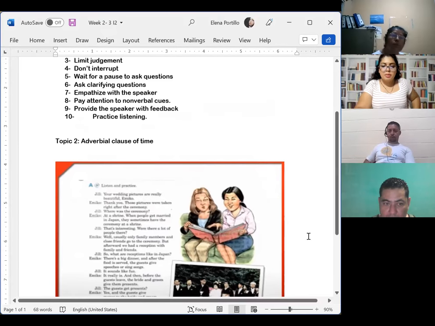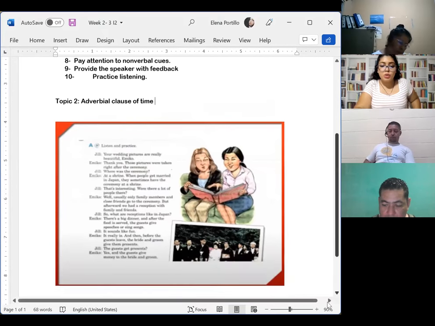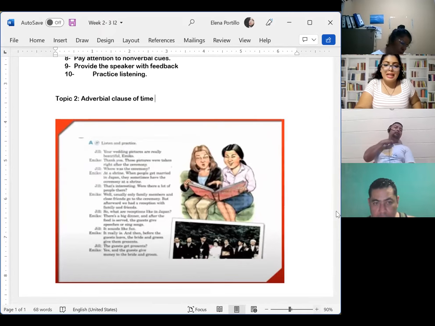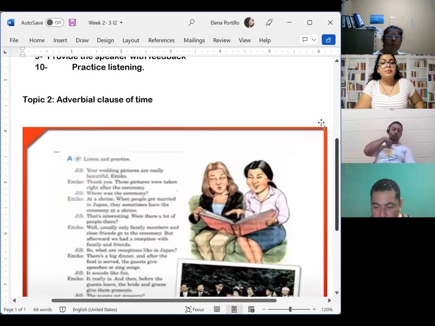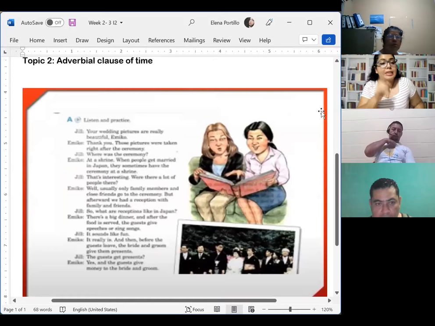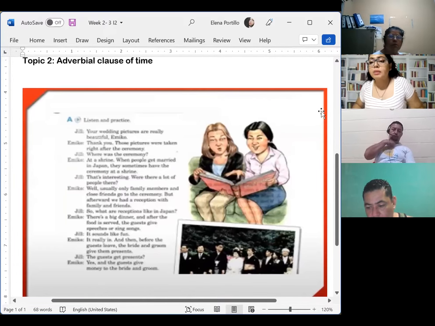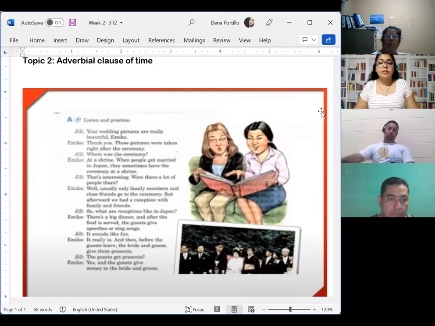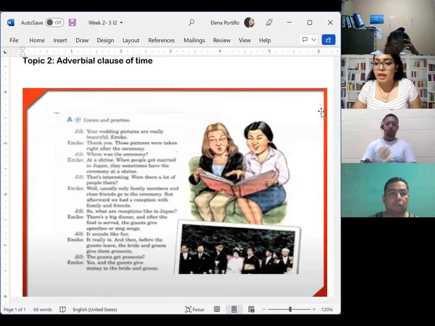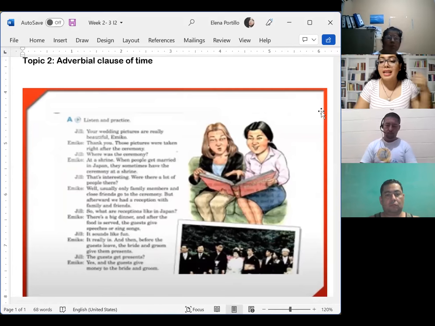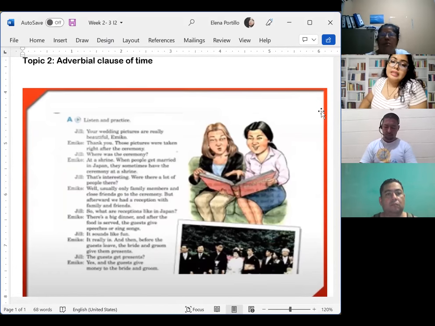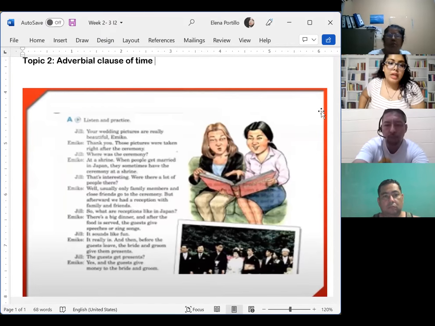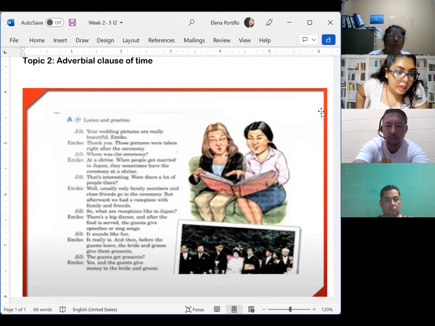In this case, maybe it is very hard to read the conversation because it is very, very small, but we are going to try to do it. This conversation is on the platform and you can find the video there of the conversation. That is very useful because we are listening to other voices. So it is a listening about a wedding. Estamos hablando de una boda. And we have Jill and Emika.